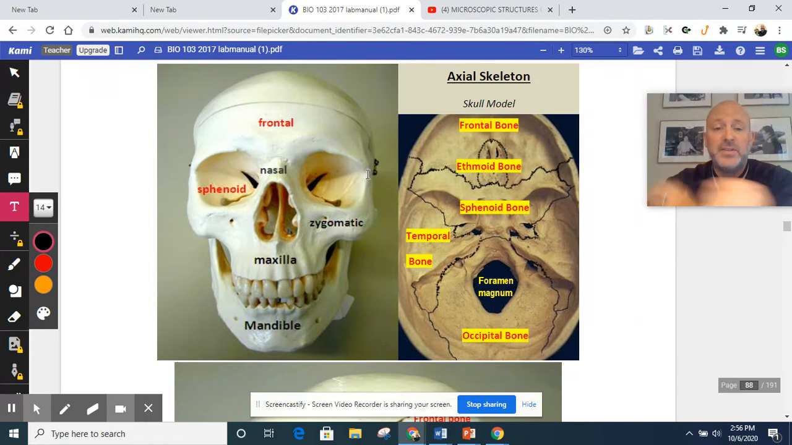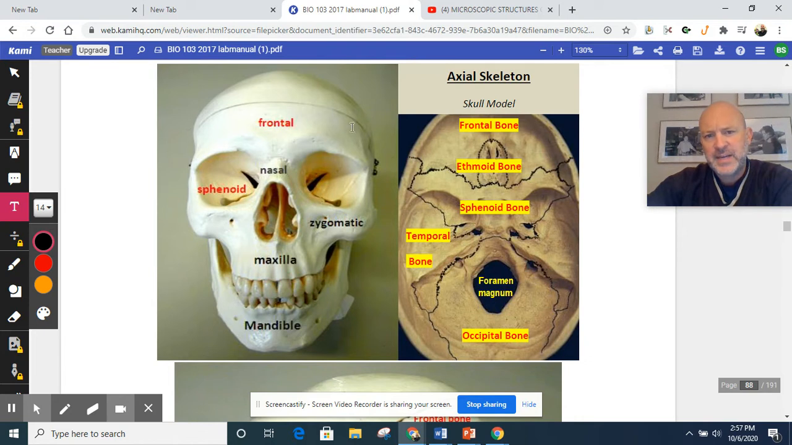Looking at the skull, this diagram is labeled nicely. Here we have a view looking at the front of the skull, and clearly we can see the frontal lobes. And then we also see inside the eye sockets the sphenoid bone, the nasal bone, and the cheekbones, the zygomatic bones. There's two jaw bones. The upper bone is the maxilla, and the lower jawbone is the mandible.